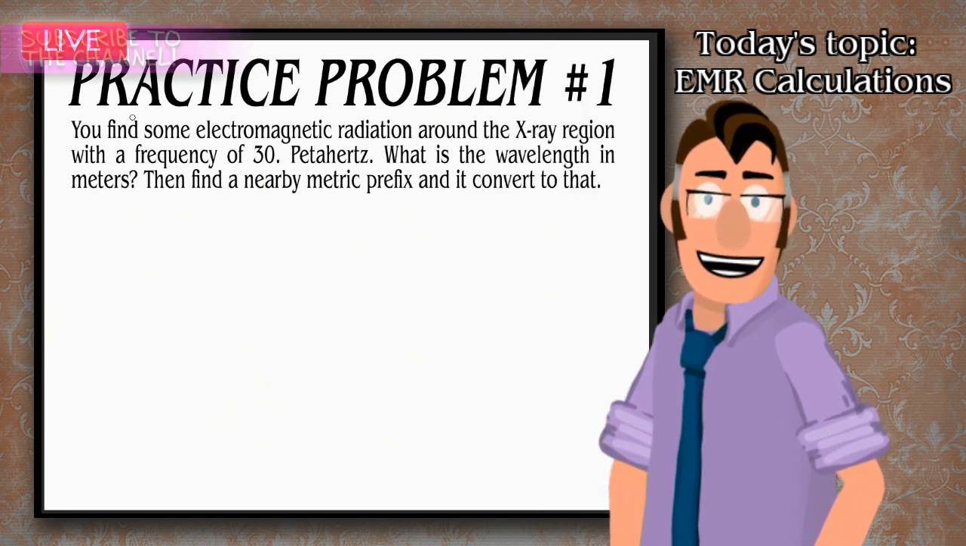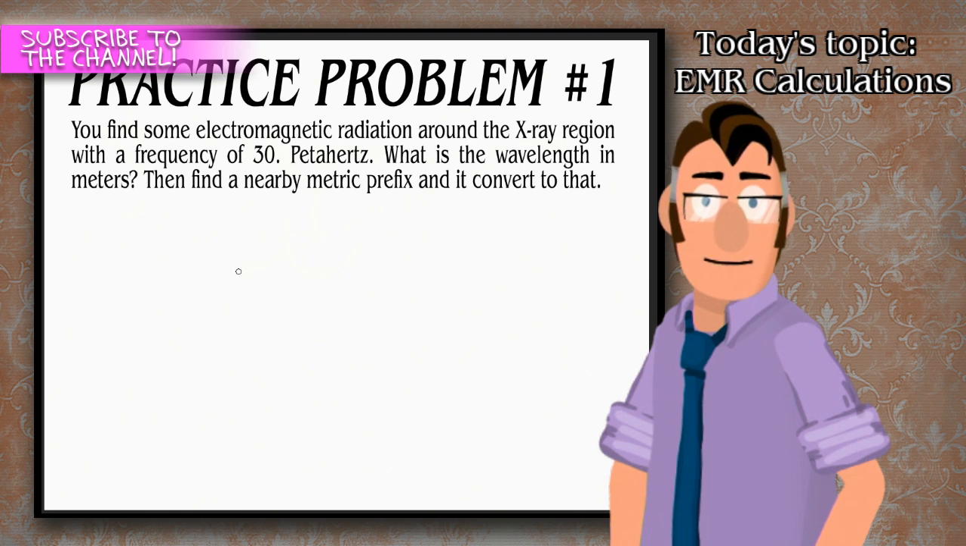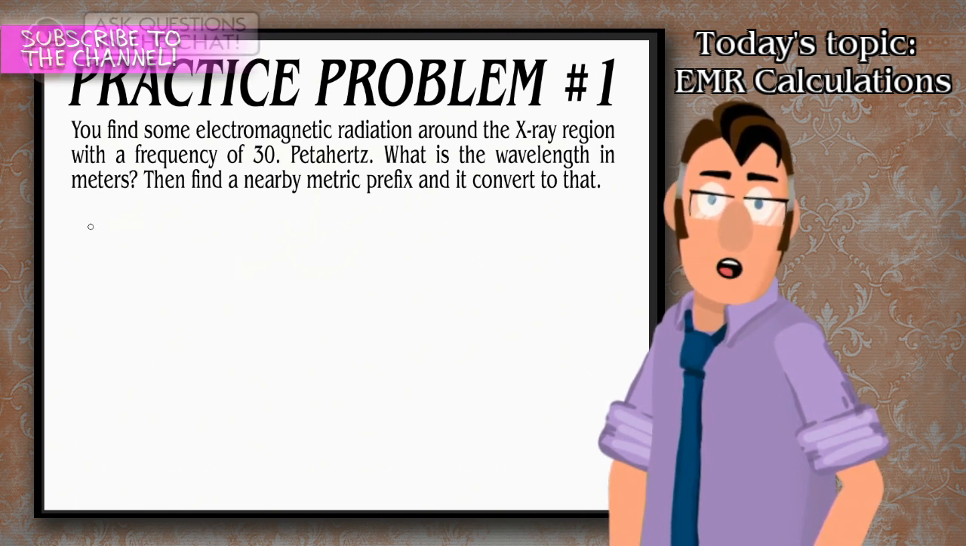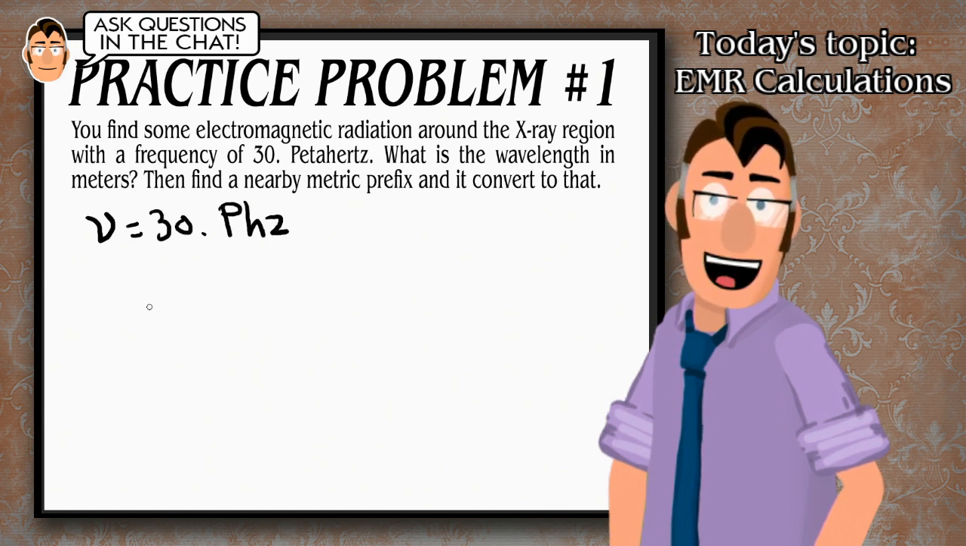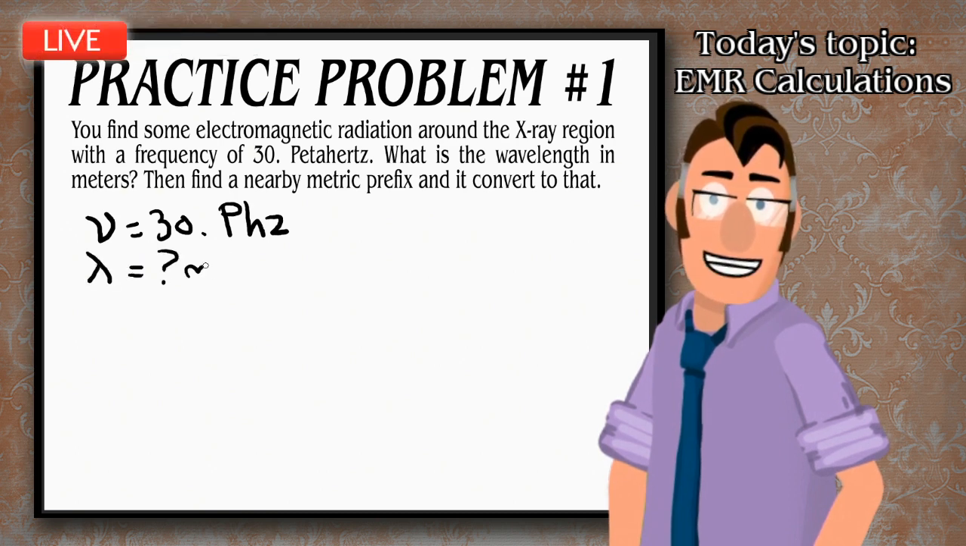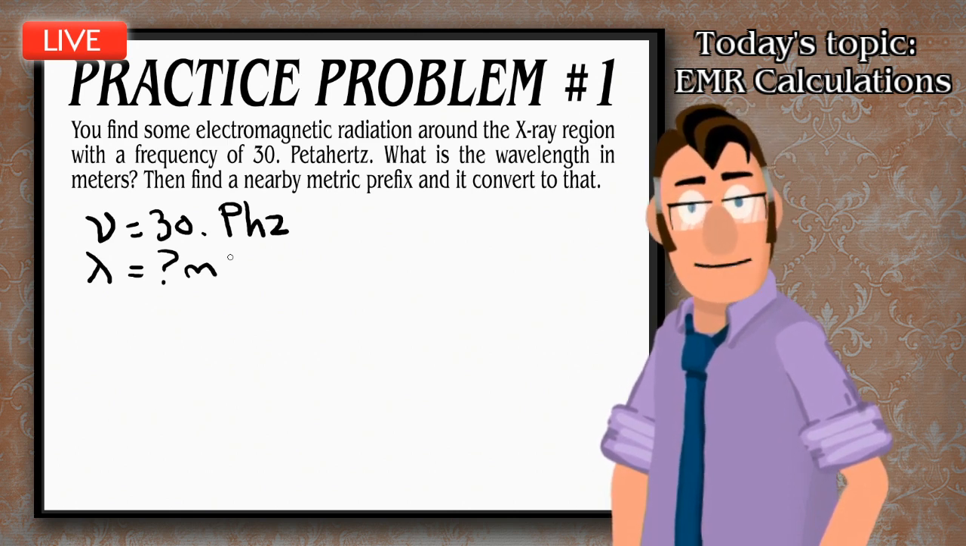All right, so here's the kind of problem that you're going to be responsible for. Let's say that we have a type of electromagnetic radiation, and it's got a frequency of 30 petahertz. The idea is, what would be the wavelength of that? We'll solve for it first in meters, and then we'll solve for it in other units too.